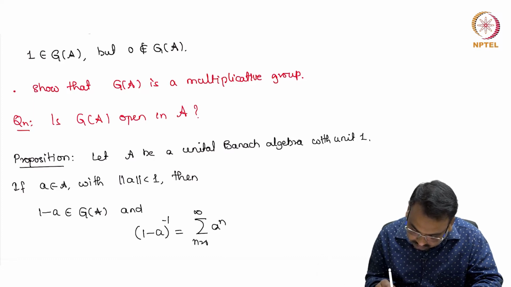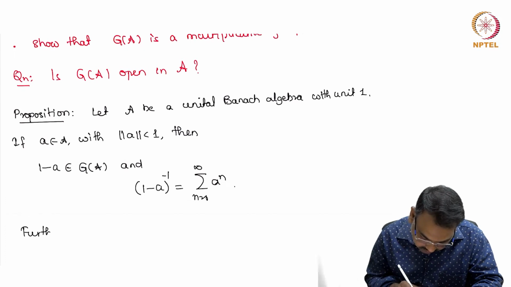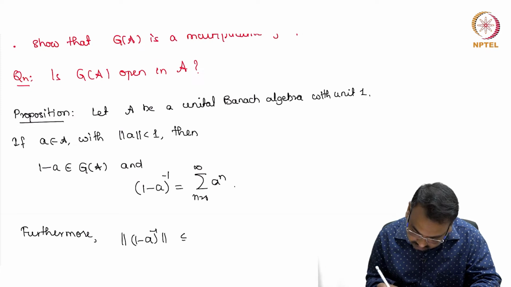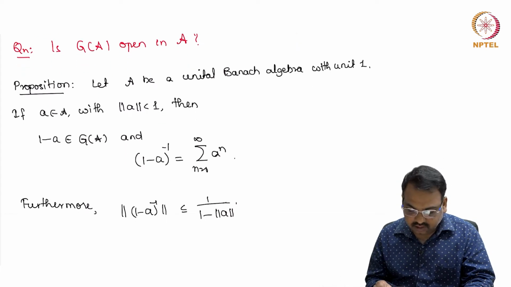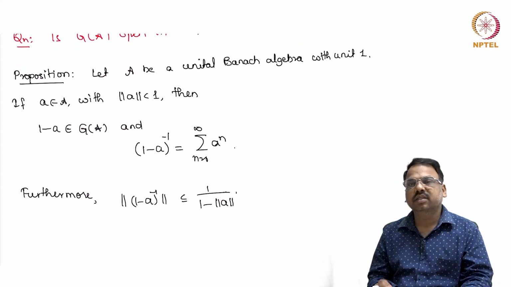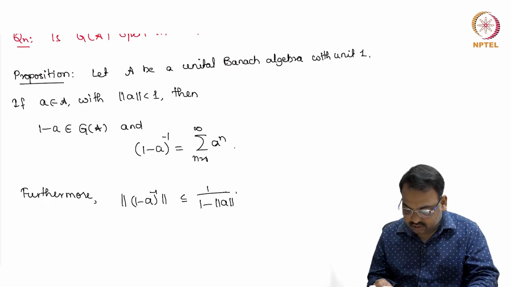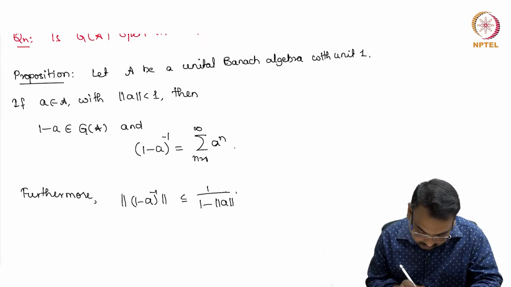a power n. Furthermore, we can give an estimate for the norm of (1 minus a) inverse. We can say that the norm of (1 minus a) inverse is less than 1 by 1 minus norm a. So we are saying that whenever norm a is strictly less than 1, 1 minus a is invertible, and the inverse is given by this series, and this series is known as the Neumann series.